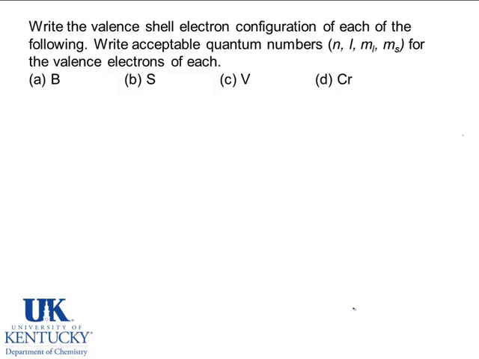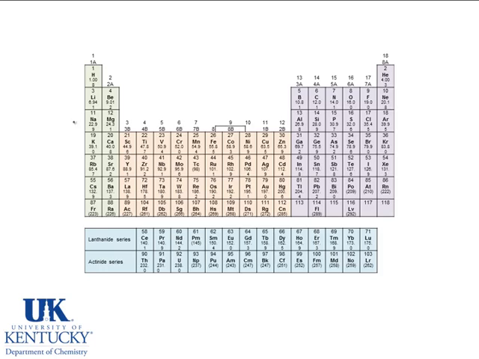For this problem, we are going to do the electron configuration of 4 different elements, and then we're going to look at the valence shell and do the quantum numbers for each electron in that valence shell. Let's begin with boron. If we look at a periodic table and find boron, we see that we're going to element 5.